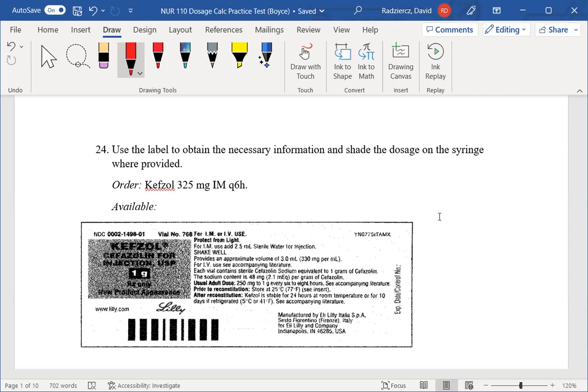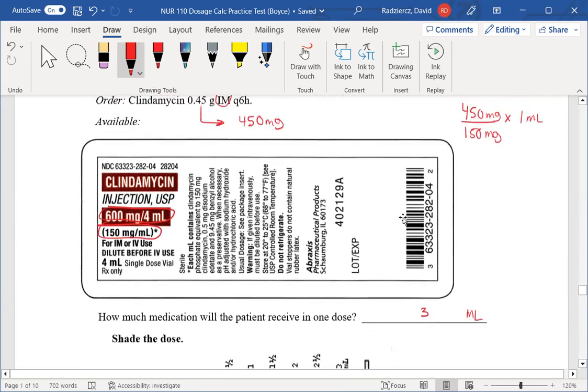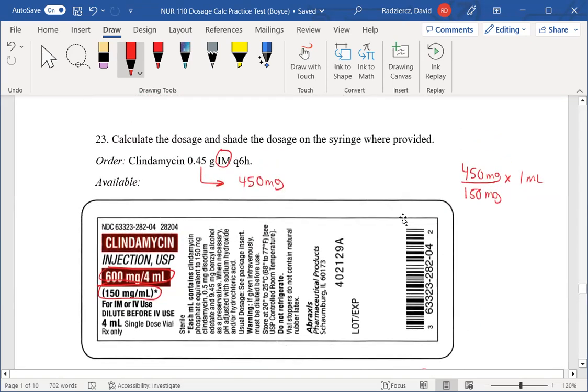For 23, I just wanted to ask you real quick, why did you use the 150 versus a 600 over 4? Because the 600 over 4 and the 150 are the same. They're the same number. If you take 600 and divide it by 4, it's 150. So it's just a reduced number. You could have used either one and you would have come out with the same answer.